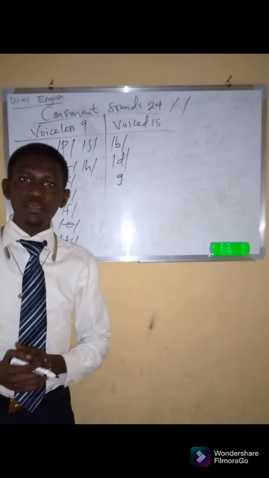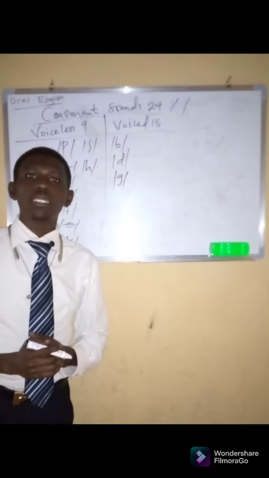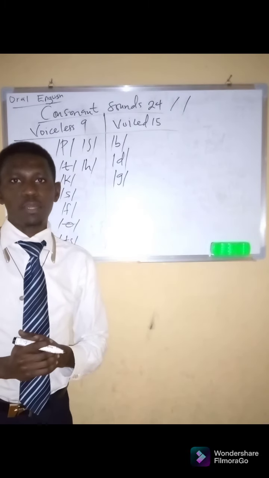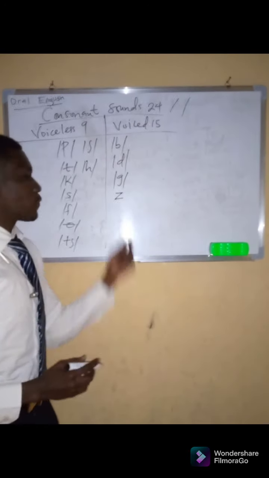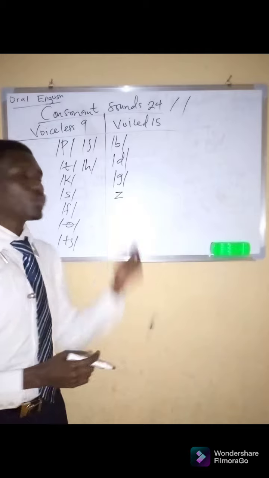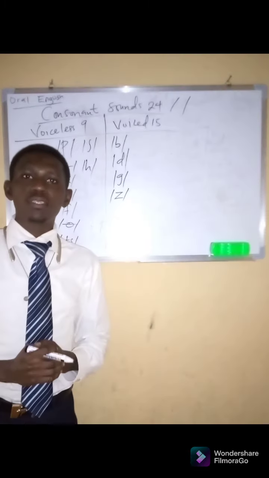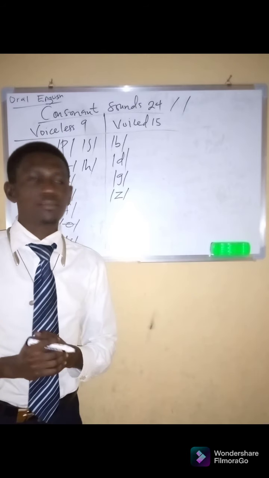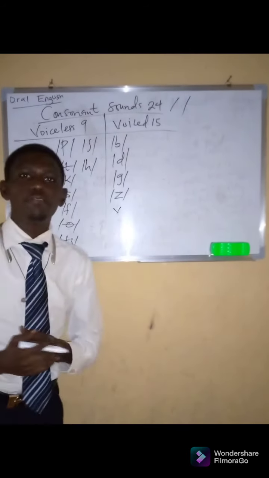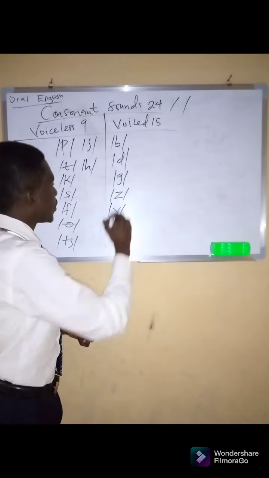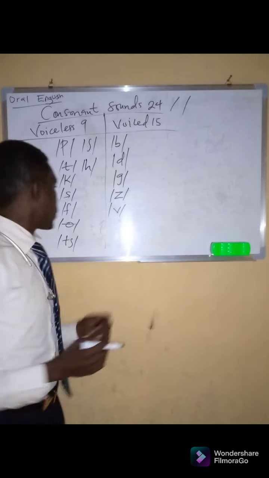Of course, letter G, but with the two slanted lines, it is pronounced G. G sound. Of course, letter Z, but with the two slanted lines, it is the sound Z. Of course, letter V, but with the two slanted lines, it is pronounced V.